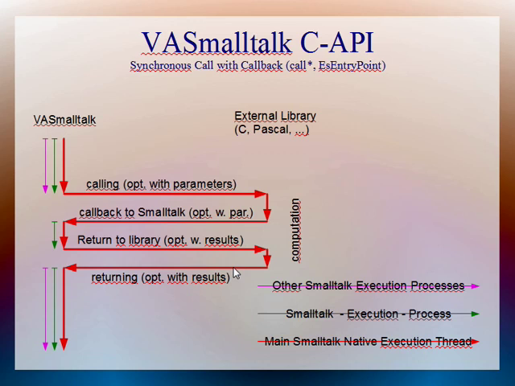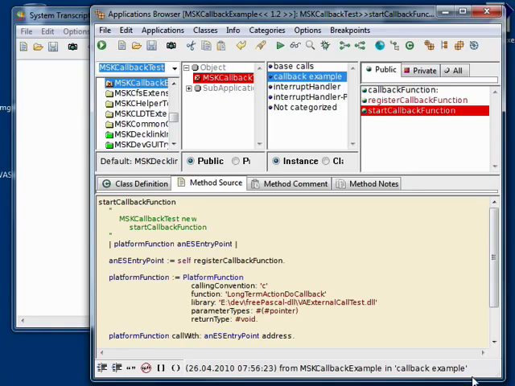The result is pretty easily foreseen. It makes the VASmalltalk image crash very, very frequently. And in general, this function call has to be made from the GUI thread and not from the background thread. Now to the example.